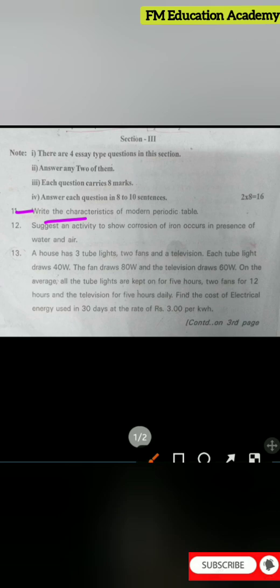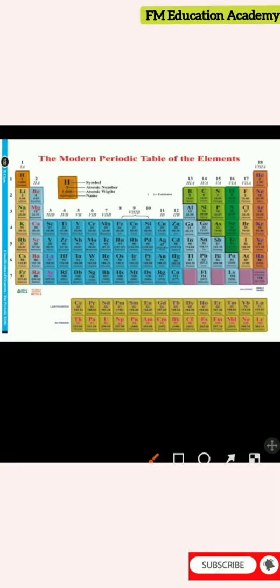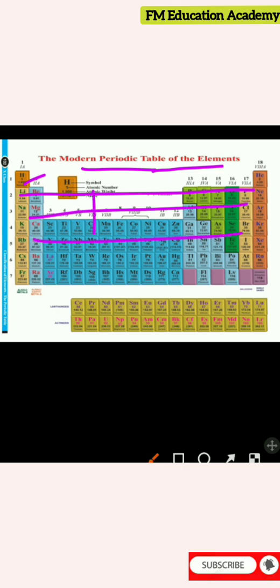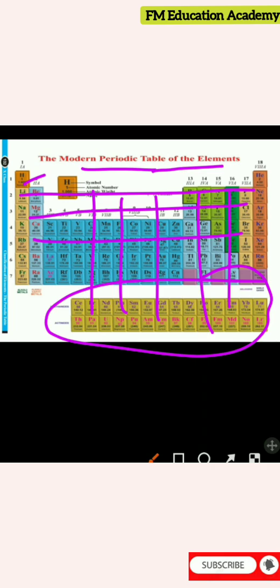Question 11. Write the characteristics of modern periodic table. For this, we need to understand what a modern periodic table is. This is your modern periodic table, which is also there in your textbook. So here it is asking us to write the characteristics of modern periodic table. Characteristics means features. Like how many rows are there, how many vertical columns are there, what are these called, all these characteristics possessed by this periodic table, that we have to write.